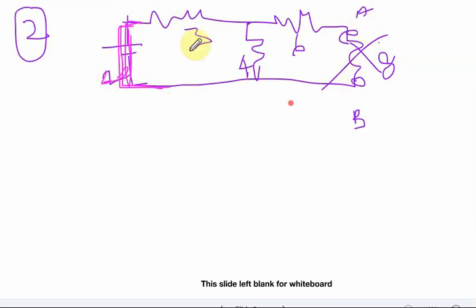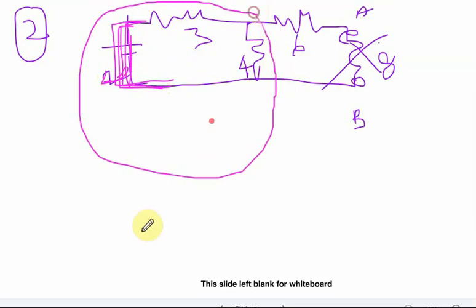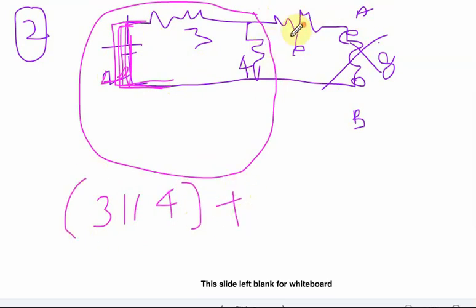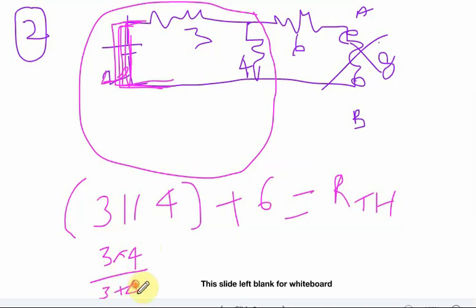If any current source is there, erase it. Current source is there, so erase it. So now the voltage source is closed, and this is my given circuit. Simplify: these two are connected in parallel. 3 and 4 are in parallel, and this answer is added in series with the 6 ohm; this is called RTH. How to find the parallel of two resistances? Multiply: 3 multiply 4 divided by 3 plus 4. That's all about that one.